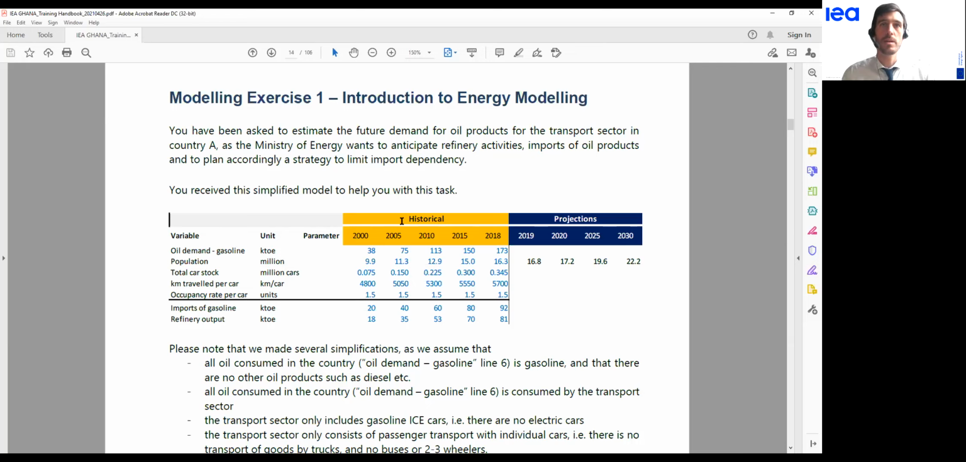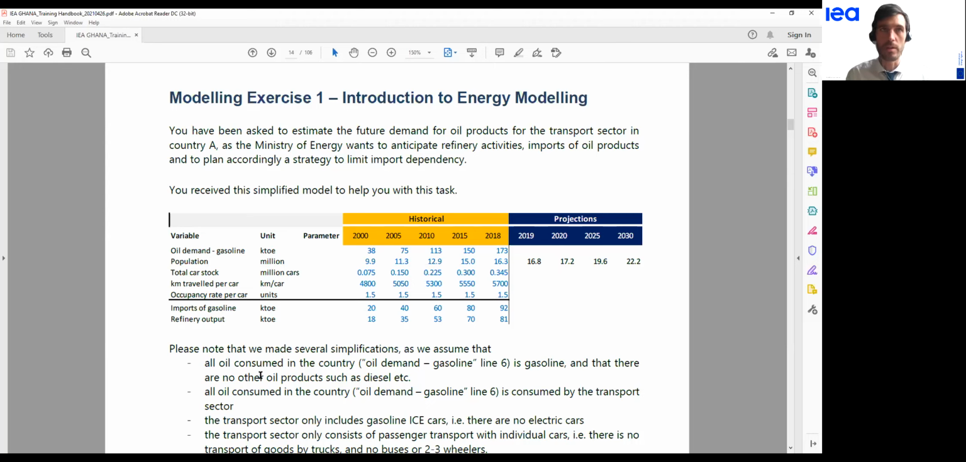This exercise was about estimating future demand for oil products for the transport sector. Imagine the Ministry of Energy or Hydrocarbons or Ministry of Transport wants to anticipate what will be the demand for oil products in transport, and then what will be refinery activities, what will be the imports required, what will be the dependency on imports. As it's a very simplified model, we took a lot of very basic assumptions, but we have started building this Excel document as a very simplified one.